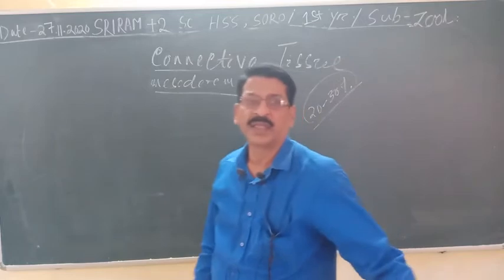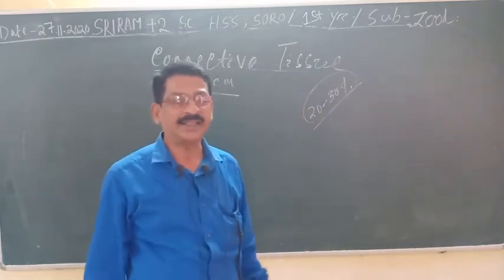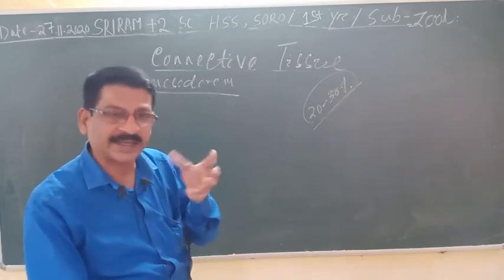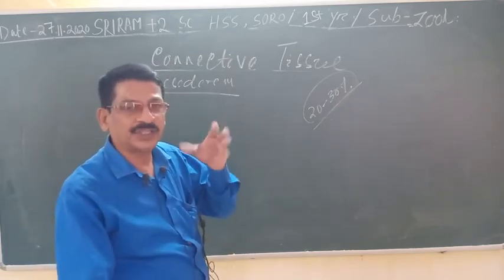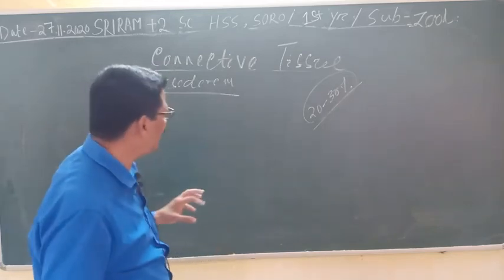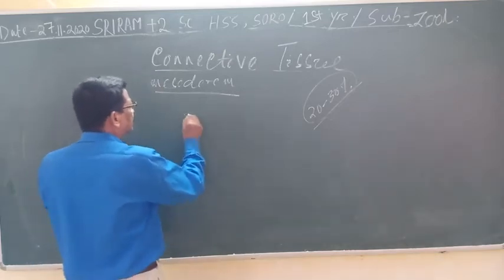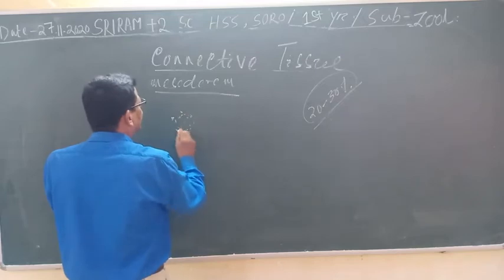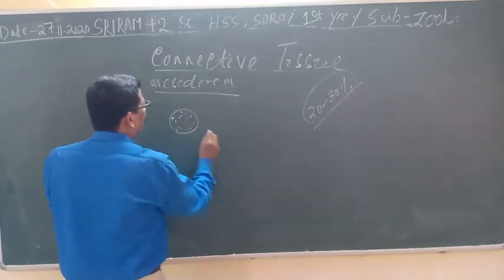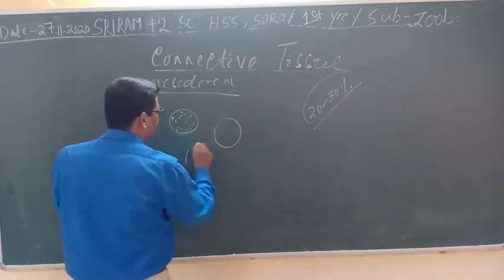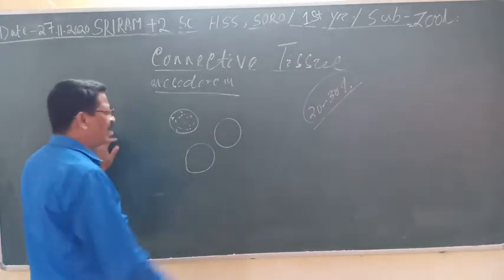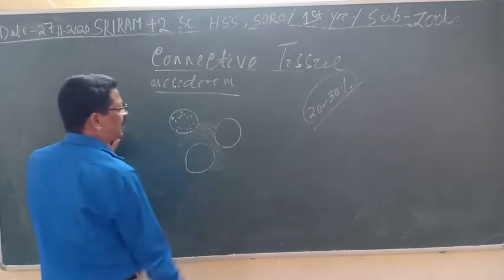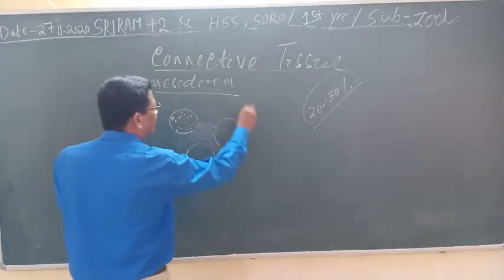The first is that it helps to connect. That is the function or property. It helps to connect different tissues, or it binds different tissues and forms different organs. Then, it connects different organs along with the skeletal elements to form an integrated structure.